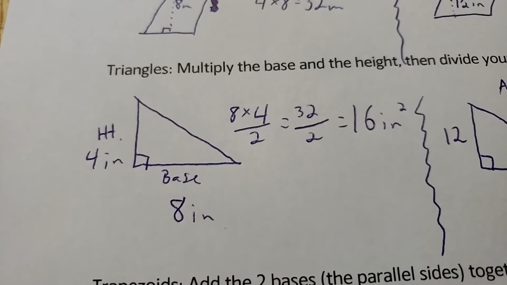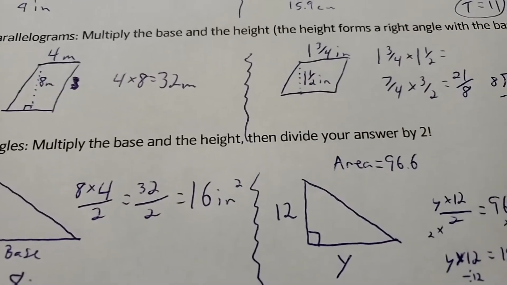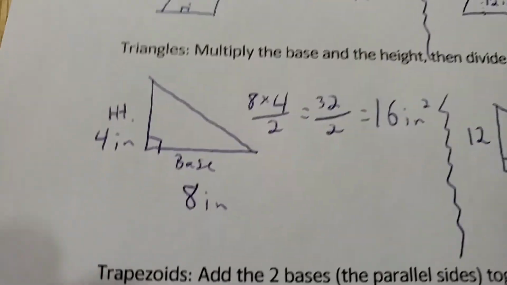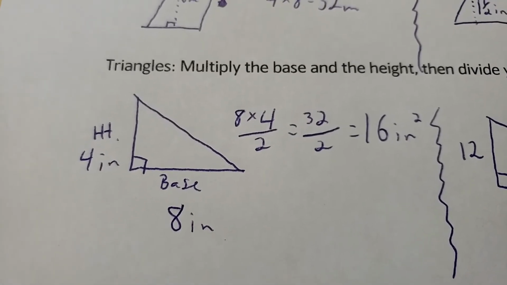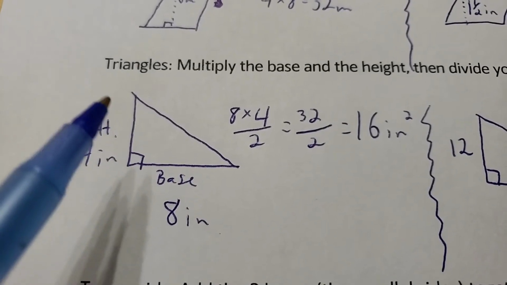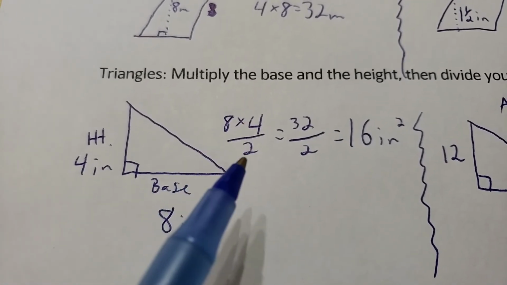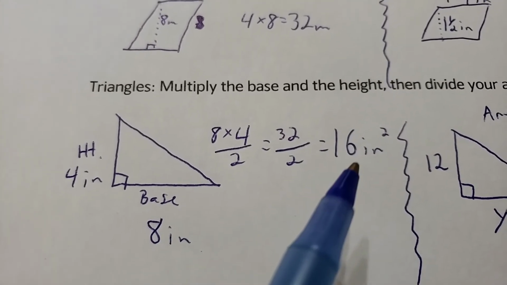Triangles. For triangles, the formula is to multiply the base and the height and divide your answer by 2. That makes sense because triangles in many cases are about half the size of the rectangle. So here's our base of 8, height of 4. 8 times 4 divided by 2 is how we'll solve this. Well, 8 times 4 gives us 32. If you divide that by 2, it gives you 16 square inches.